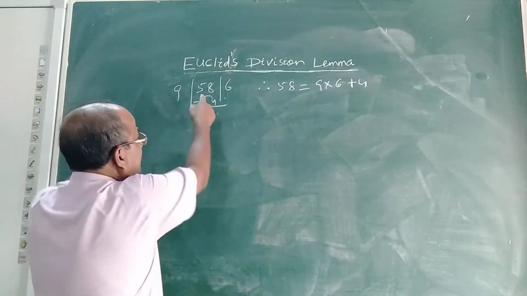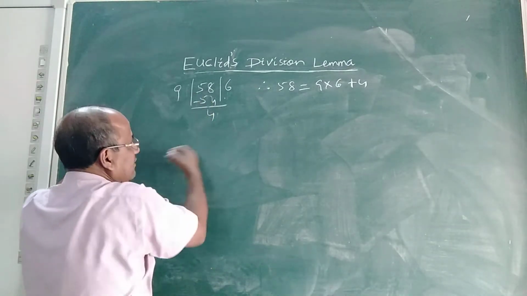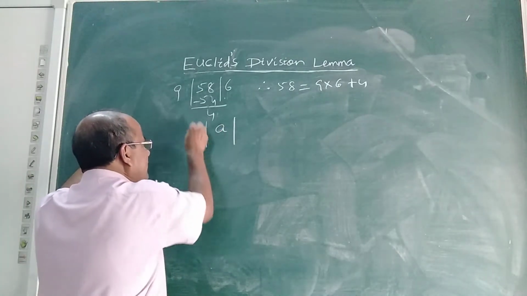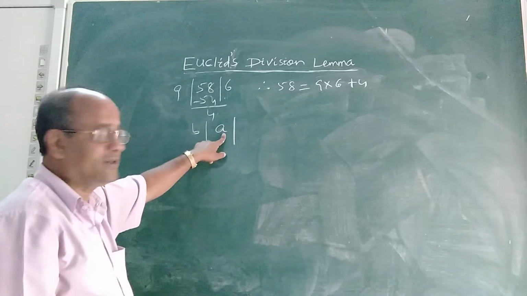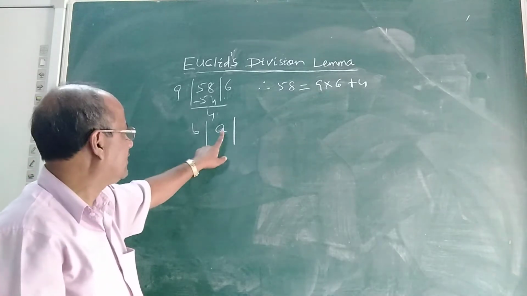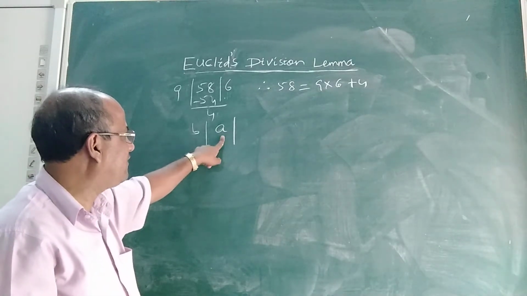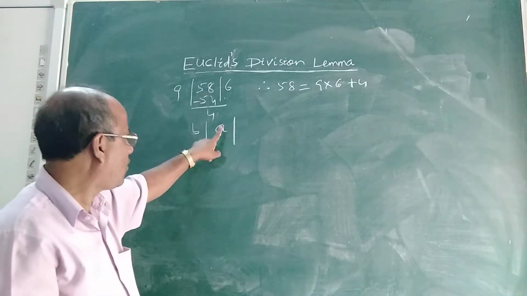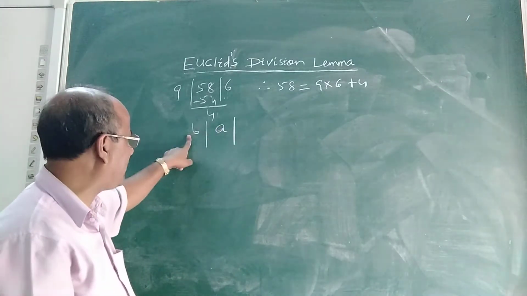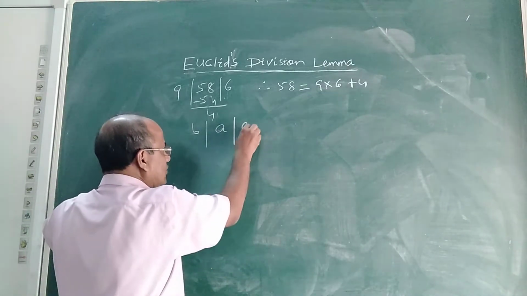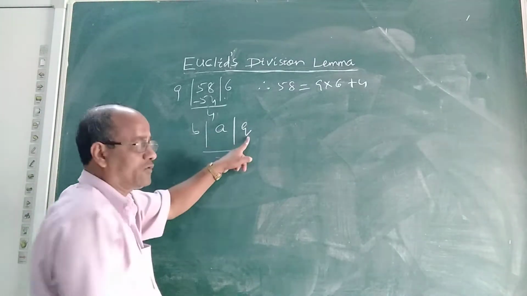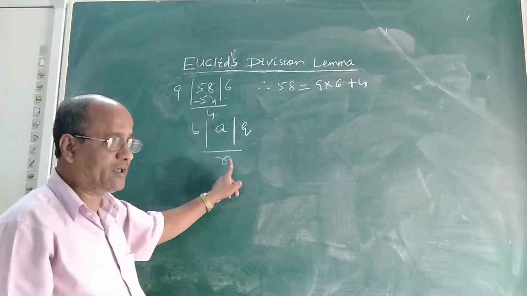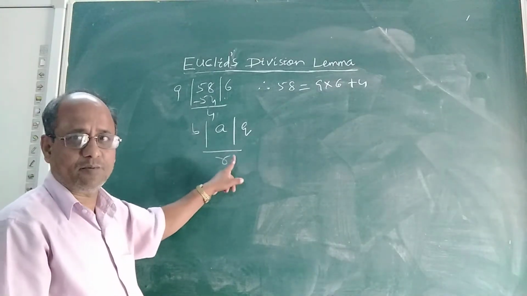Instead of taking 58 and 9, what Euclid did, he took two integers, say a and b. He said on dividing a by b, where a and b are non-negative or positive integers, if the quotient is q, it is again a non-negative integer, and the remainder r is also a non-negative integer.